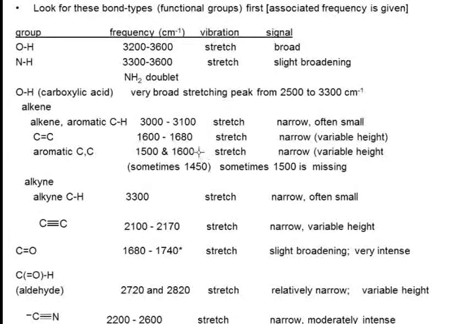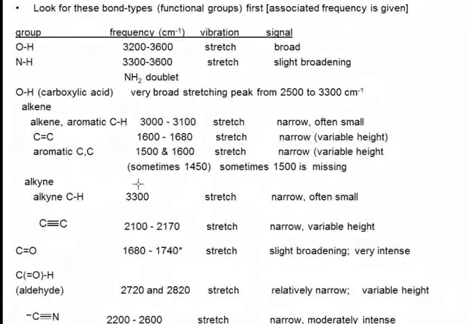So if you see a peak between 3,000 and 3,100, you may have either an alkene or an aromatic. To tell whether it's an alkene or aromatic, look at the 1,600, 1,500 region. If you see two peaks, one at 1,500 and one at 1,600, that's a good indication you have an aromatic compound. If you don't see that, but instead have a peak somewhere between 1,600 and 1,680, that's suggestive that you have an alkene. All right.